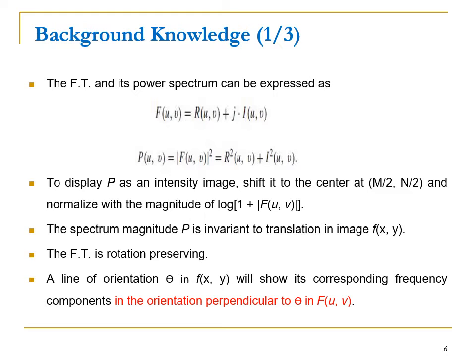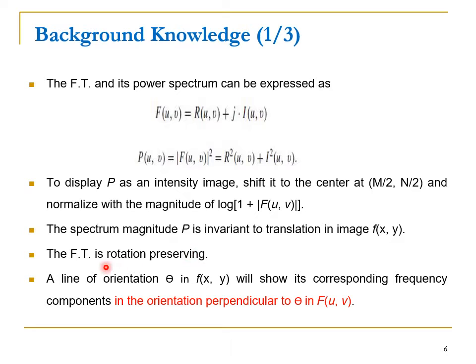Another property of the spectrum magnitude P is that it is invariant to translation in the image. If the spatial domain image undergoes some translation, it has no impact on the magnitude spectrum. And then the Fourier transform is also rotation preserving. If the spatial domain image undergoes a rotation of, let us say, 20 degrees, then the Fourier transform of that image also undergoes a rotation of 20 degrees.